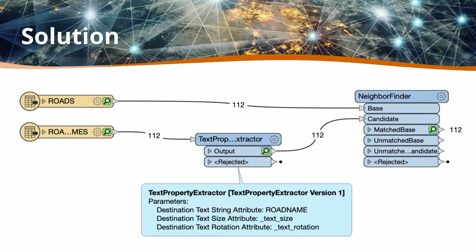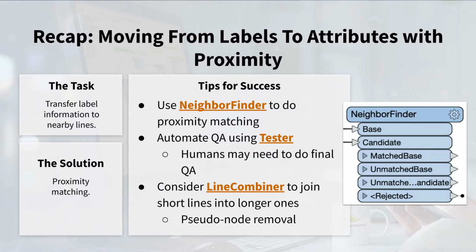So again, this is the workspace we just saw. And what are the tips? Again, we're doing proximity matching, and we use our neighbor finder to do that. You can use the tester to make sure that you have at least one match. And whenever you're doing proximity, you may have to have humans do a final QA, but the tester can deal with the things that might be not enough matches or too many. And then sometimes you might want that line combiner to get rid of what we used to call pseudo nodes to make you long lines.